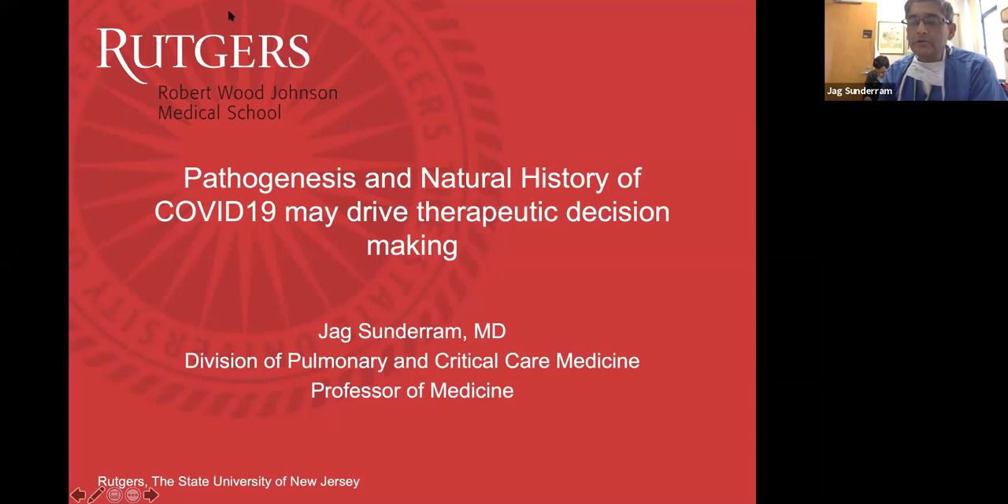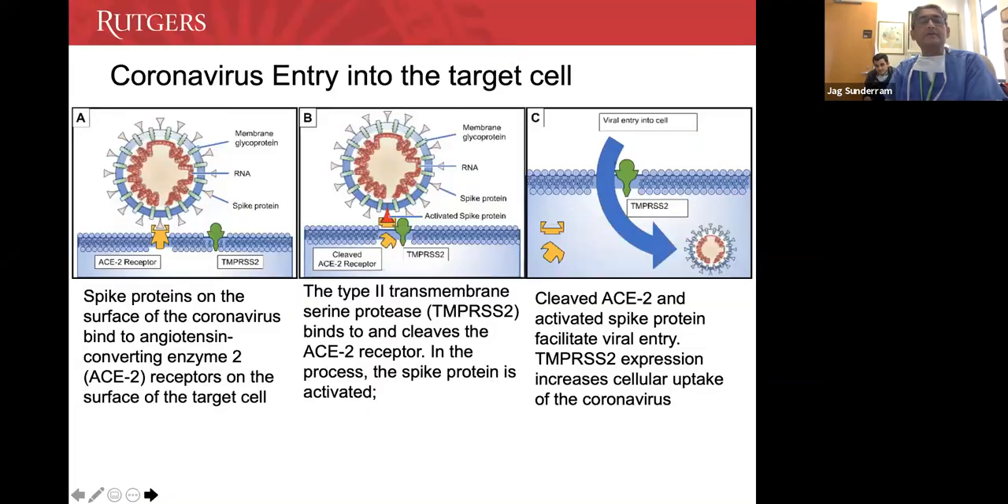So as we all know, I'm going to move the slide forward here. How does COVID enter the target cell, and especially the lungs that we are interested in? So we know that the spike protein on the surface of the virus binds to the angiotensin converting enzyme receptors. This is especially true of the upper airway, but it's also true in the gut as well. The lower airway apparently doesn't have a lot of ACE2 receptors, so that's something to keep in mind.